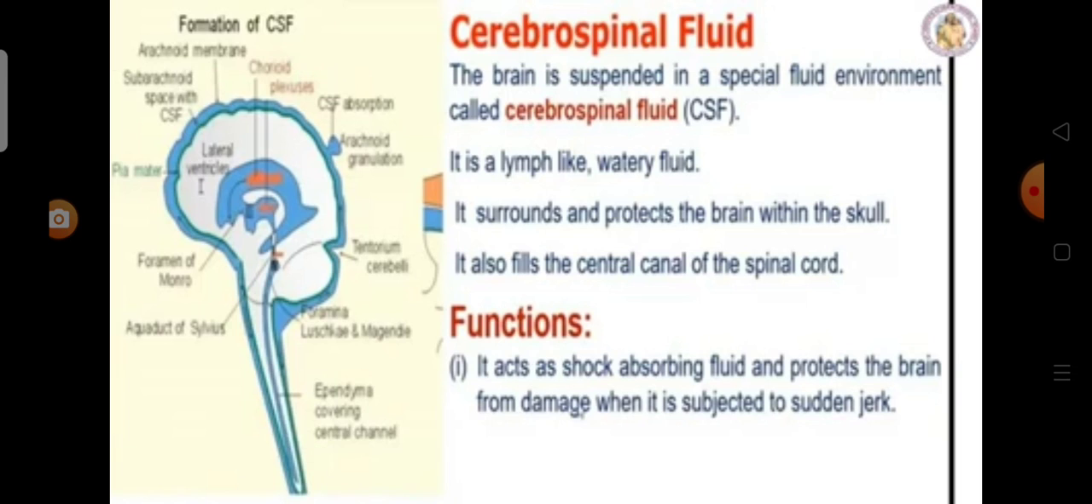Now see about the functions of the cerebrospinal fluid. It acts as a shock absorbing fluid and protects the brain from damage when it is subjected to a sudden jerk. It supplies nutrients to the brain. It collects and removes waste from the brain. It is also responsible for maintaining a constant pressure inside the cranium.